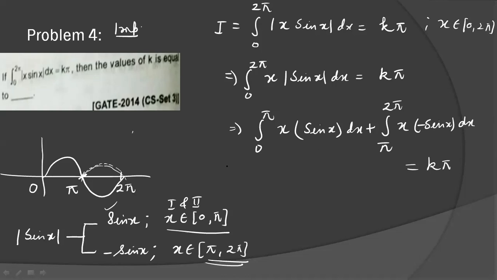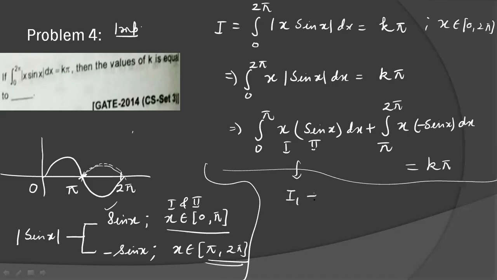Now if you use integration by parts here, this is your first function, this is your second function. So I can solve one by one here. I'm solving this integration: I1 plus I2 is equal to k into pi. I think now you can calculate it. This value will come ultimately 4 pi equal to k pi, and k will be 4. This is the hint for you. Use first into second, and using the integration by parts formula, you can find the value of k here.